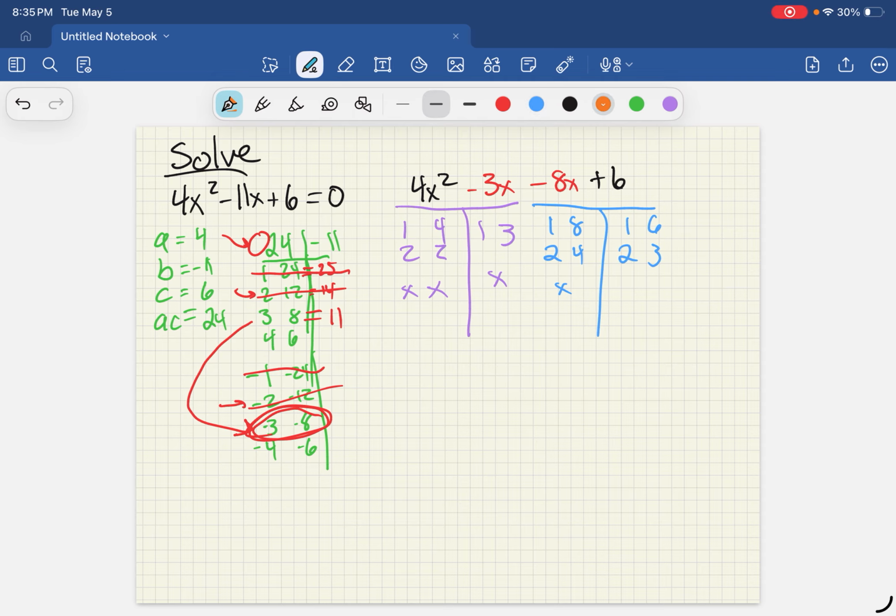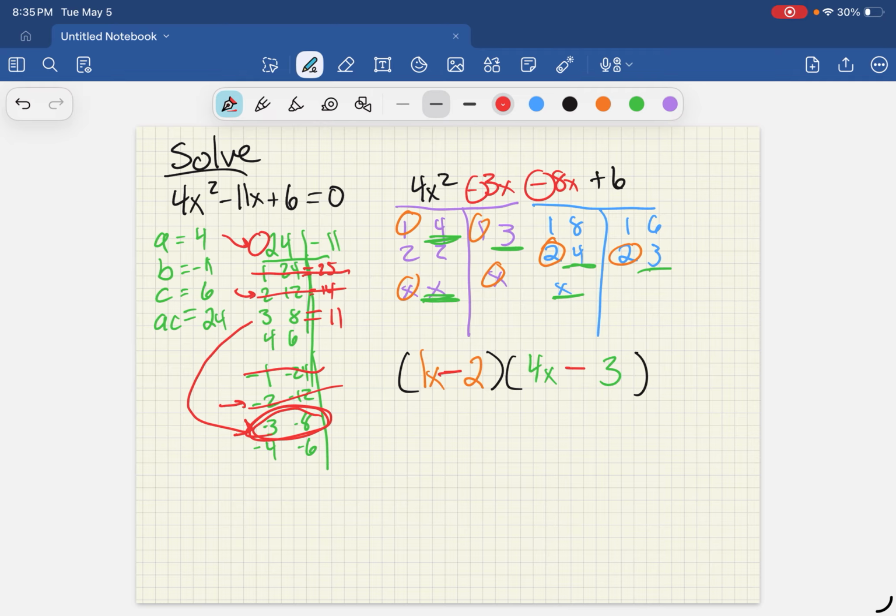All right, now my GCF here is 1x, and my GCF here is 2. All right, so I have 1x and 2, and then what were my leftovers? 4x and 3. And again, my signs would drop. Now, I want you to notice as I'm factoring and solving, I am immediately ignoring the equals 0. It now comes back.